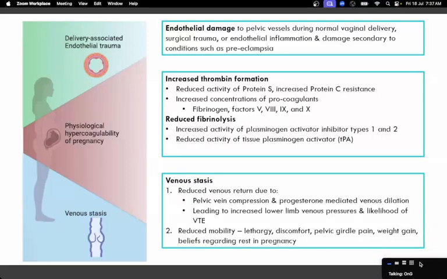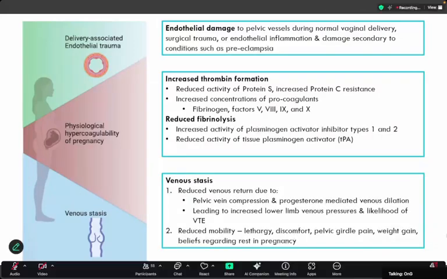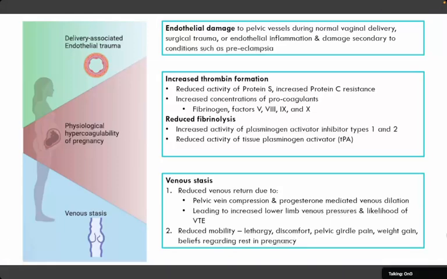With venous stasis, there's reduced venous blood flow due to pelvic vein compression by the enlarging uterus, as well as by progesterone-mediated venous dilatation. This then leads to increased lower limb venous pressures and the likelihood of a VTE. There's also reduced mobility, which is associated with pregnancy, either due to pain and discomfort, lethargy, weight gain, or certain beliefs of bed rest or rest during pregnancy.